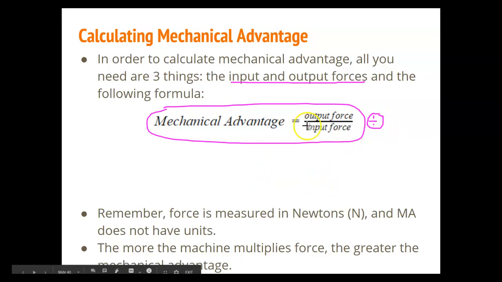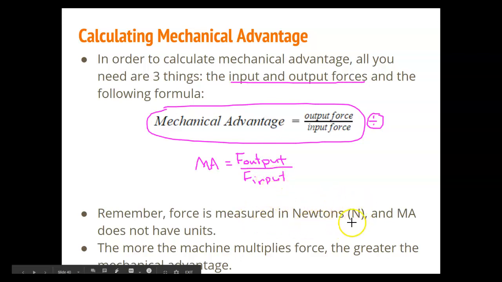Okay, and we can simplify this into MA, pardon my horrible chicken scratch, is, and we can simplify it down into force of output, our output force, and that should be a subscript there, and then F input. So that is our calculation for mechanical advantage. Remember, output over input is what we're doing.